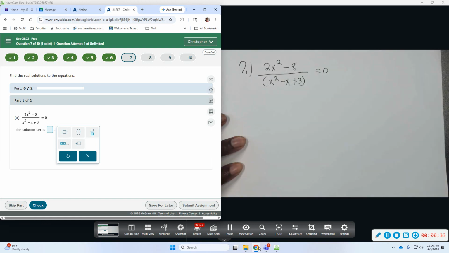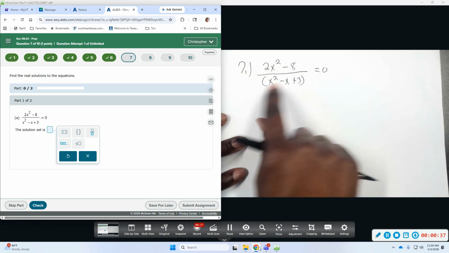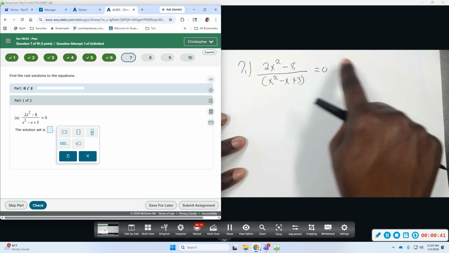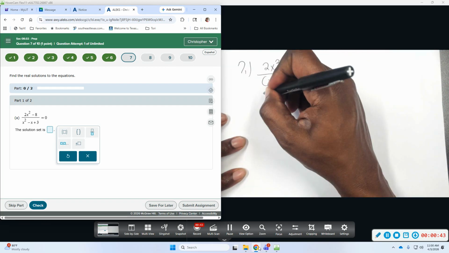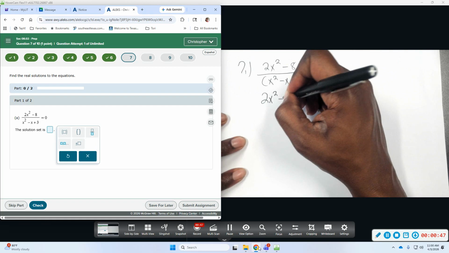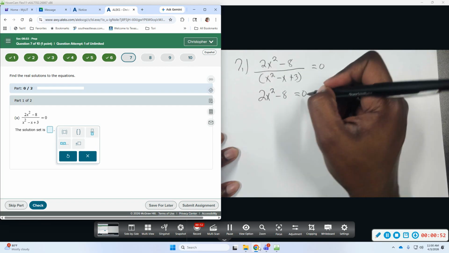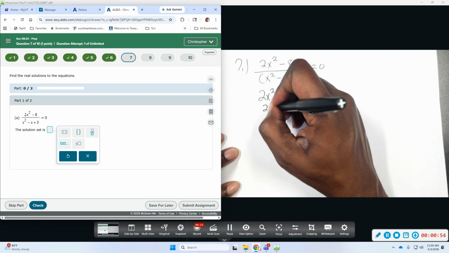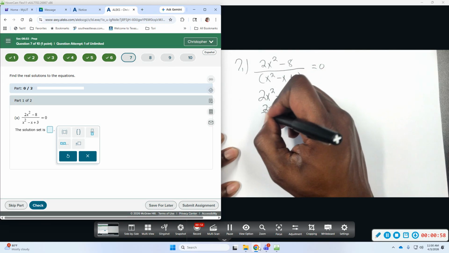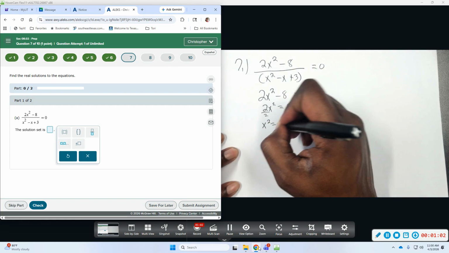So anytime we have a rational expression, we want to multiply and get rid of the fraction. So I will multiply this whole denominator across, and it will just turn to 0. So I will end up with 2x squared minus 8 equals 0. I will add 8 to both sides. 2x squared equals 8. Divide by 2. And that will give me x squared equals 4.